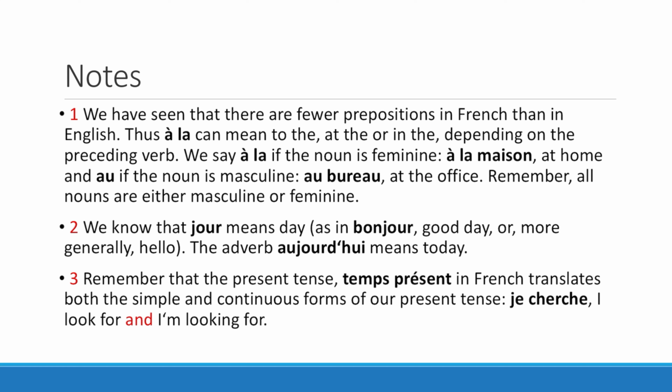Now, on the first one, we have seen that there are fewer prepositions in French than in English. Therefore, à la can mean to the, at the, or in the, depending on the preceding verb and also depending on the context. Now, we say à la if the noun is feminine. So, for example, à la maison would be at home. But we say au if the noun is masculine. So, for example, au bureau would be at the office. Remember, all nouns are either masculine or feminine, as we already talked about.